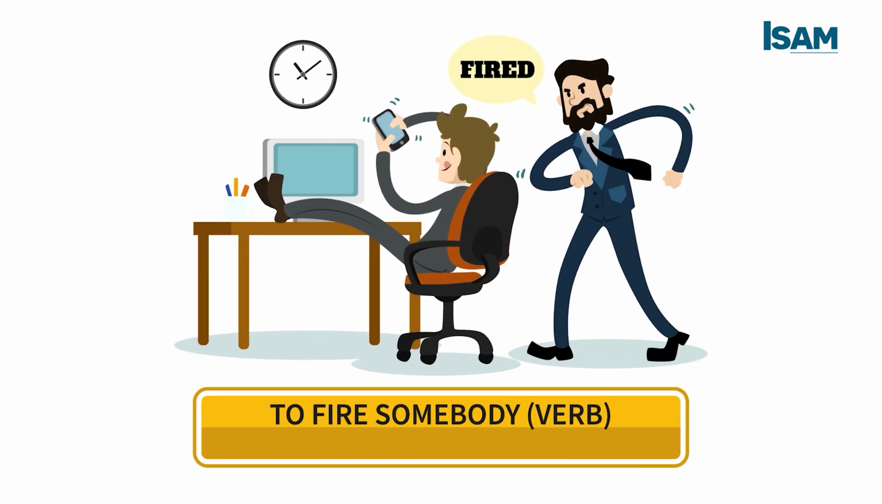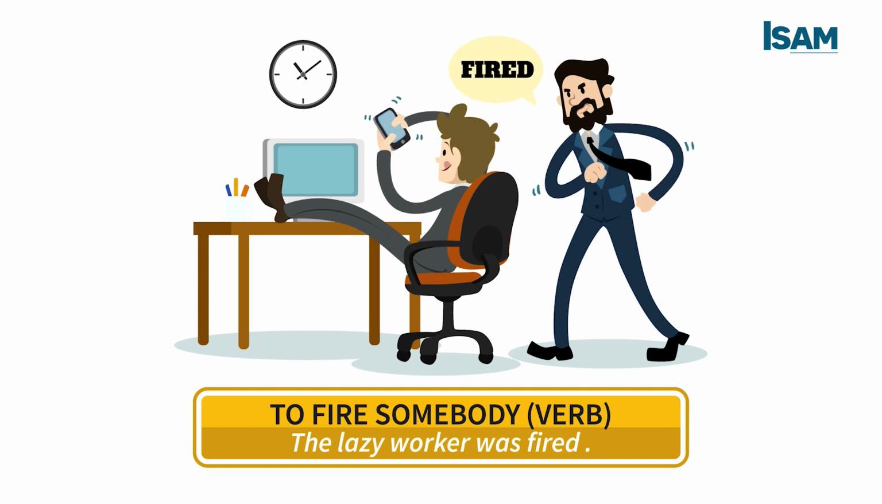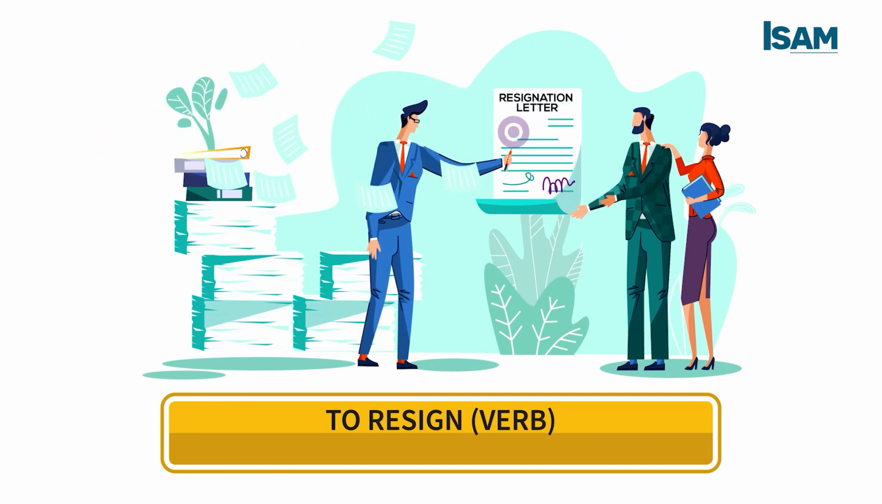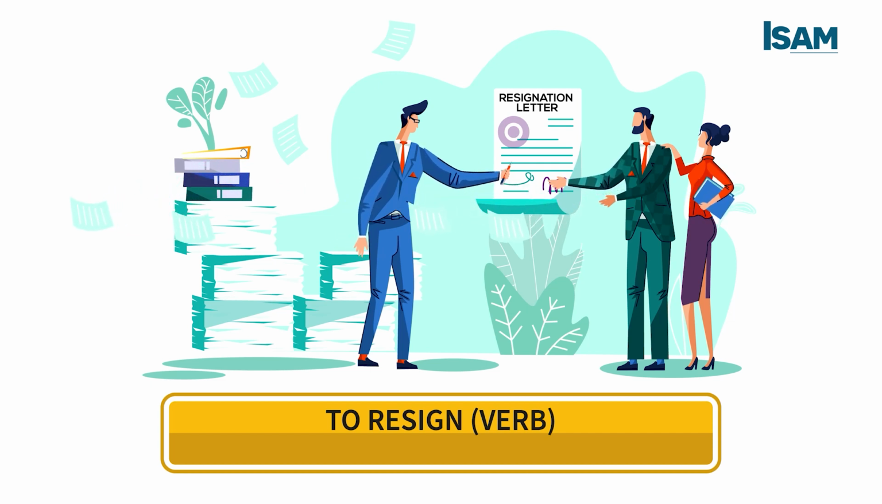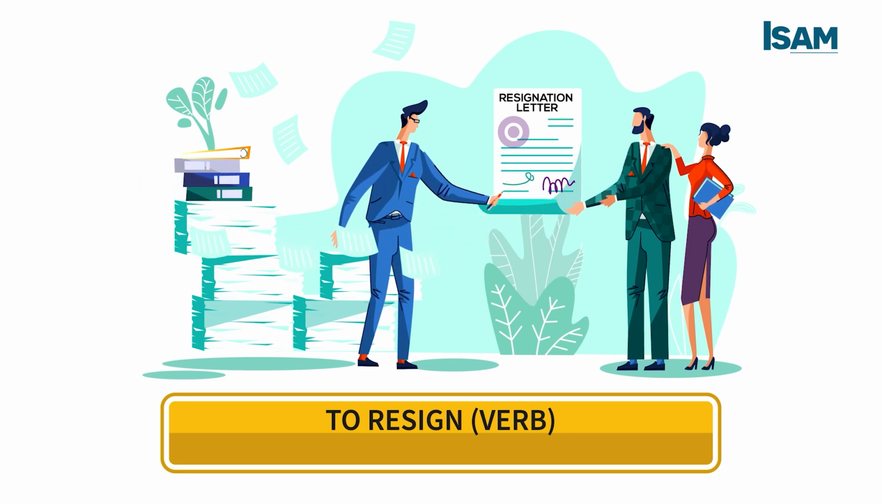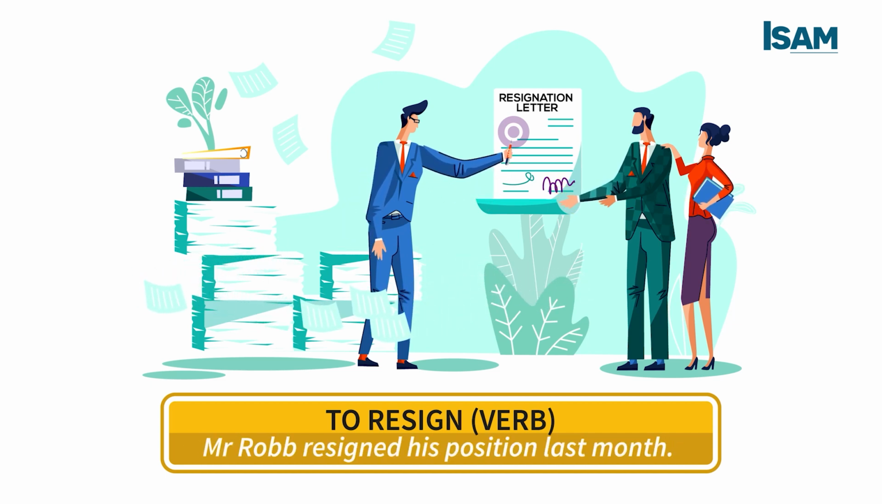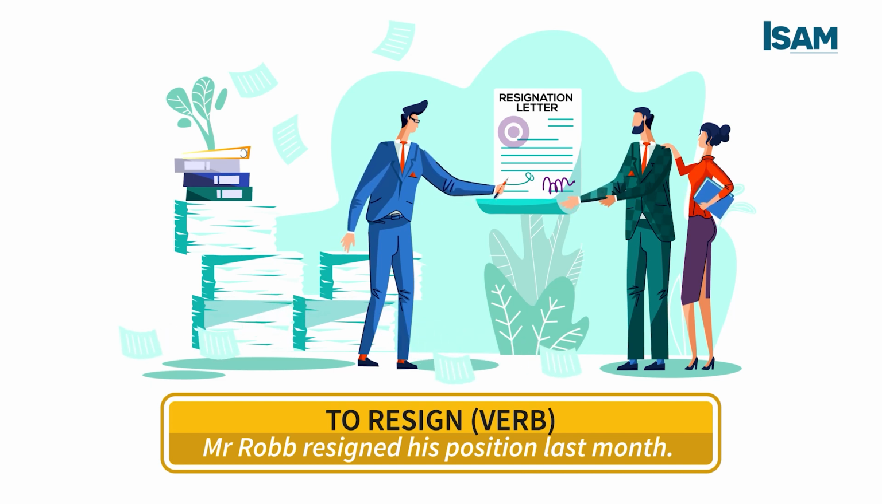To fire somebody is a verb. It means to dismiss an employee from a job. For example, the lazy worker was fired. To resign is a verb. It means to give up a job or position by telling your employer that you are leaving. For example, Mr. Rob resigned his position last month.